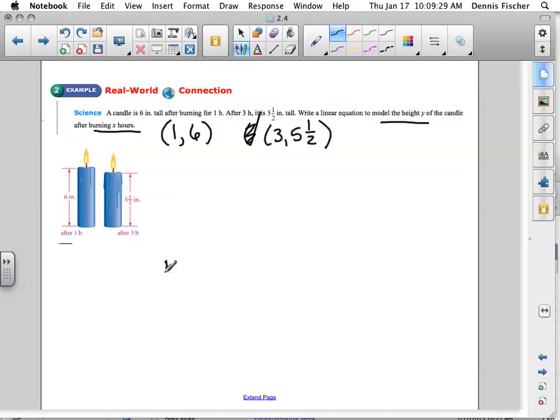Change of y over change of x. Find the slope. Take one, take the other. You should know how to do slope. You should know how to do fractions. So you've got m is equal to change of y over change of x. Delta y over delta x.